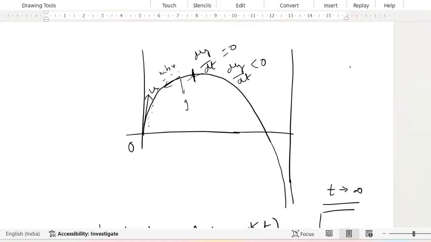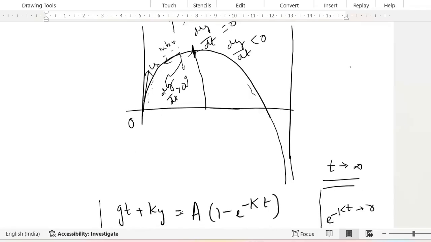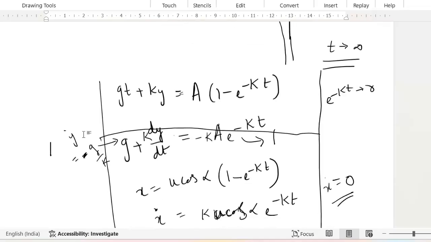So in this portion, dy dt was greater than 0, and in this portion, dy dt is less than 0. So dy dt goes on decreasing. What does that mean? My y increasing direction is this one, but I am moving in the opposite direction, so dy dt is less than 0. So here also I am getting the same thing from the calculations. This is from the figure I am saying, and from the calculation also I am getting the same thing.